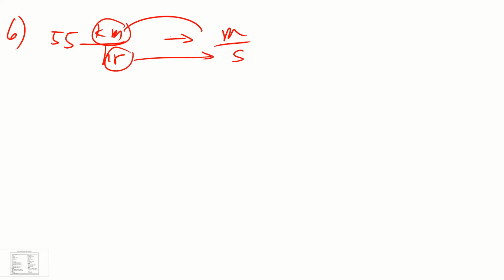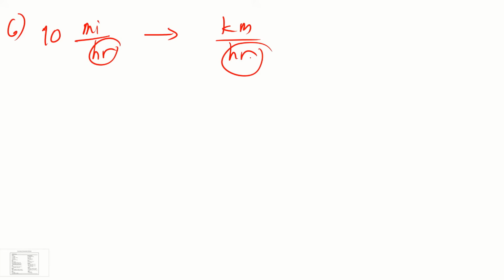By the way, magbigay muna tayo ng simpler example. So example 6. For example, we would like to convert 10 miles per hour to kilometers per hour. Dito, pareho lang naman yung hour, so we don't need to convert. But dito, we need to convert miles to kilometers. So there are problems wherein ito lang yung kailangan mong i-convert, only part of the whole unit yung i-convert mo into other unit.